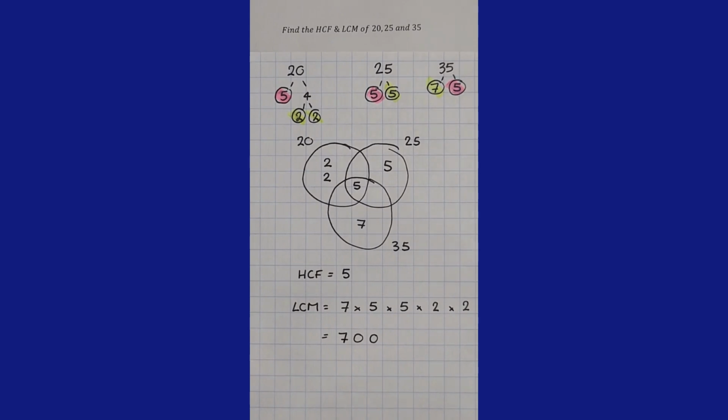Again, you don't need to do them in that specified order. If you wanted to, you could have done your 7 times 5, then times 2, whatever you're comfortable with. But I've done that quite quick just to show how we get that method. And that's how we would do lowest common multiple for that question.